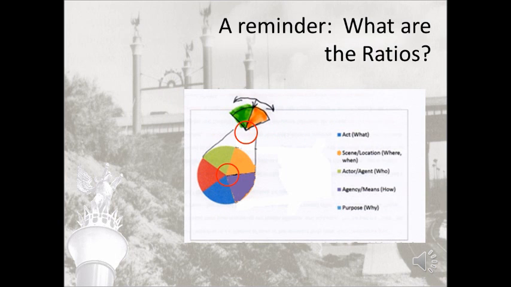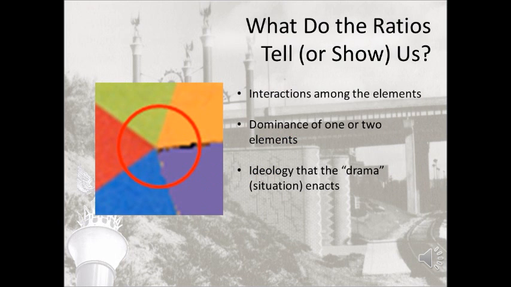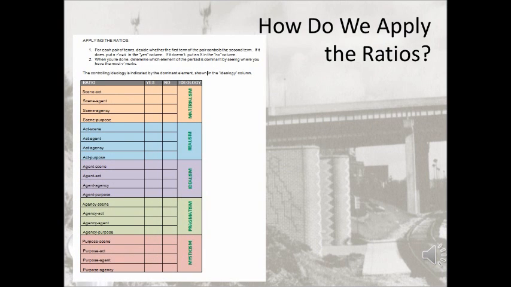The ratios are the relationships among the elements of the pentad. Since there are 5 elements, and each element has a relationship with each of the other 4, there are 20 possible ratios you should examine. In one sense, the ratios show us what's going on at the center of the circle, where they all meet. However, they also show us which of the 5 elements is dominant in the situation we're studying, and based on that dominant element, the ideology that is informing it. This ratio table is available on Blackboard at the same link where you found this presentation. You can download and use it if it's helpful to you.